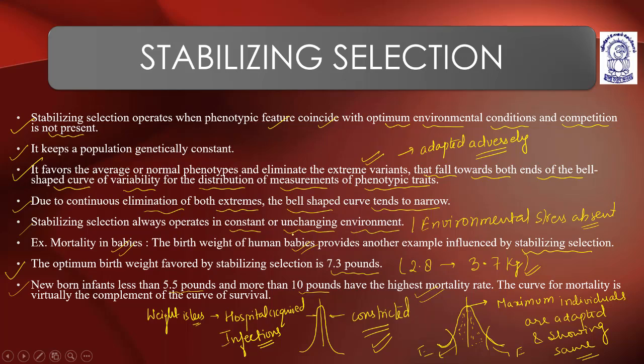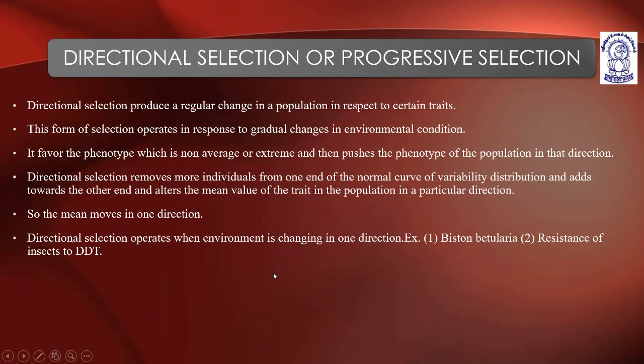Now coming to the next, directional selection, which is also known as progressive selection. In directional selection, it is seen that more individuals acquire a value other than the mean, towards the extreme. So the directional selection basically shows what? That the peak of the bell-shaped curve shifts in one direction. One of the sides is influenced, on either side of the mean. For example, this is the peak.